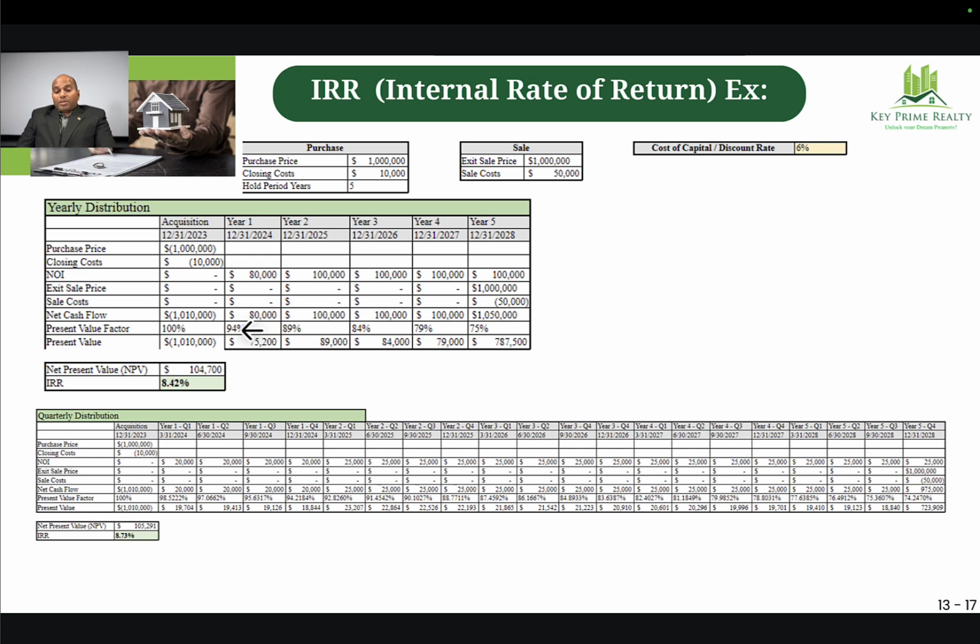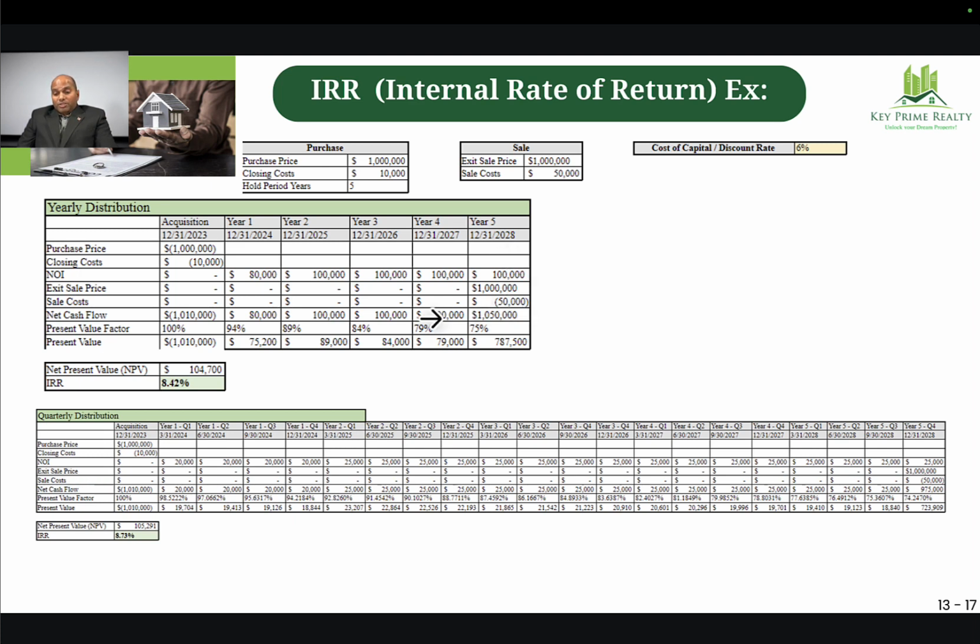So this is what it tells you. Your discount rate reduces the value of money by 6% every year. And then the present value is, this is what I think we have, 1,010,000. Year one, we made a net cash flow of 80,000. Year two we have a net cash flow of 100, and then year three, year four, and year 5 we disposed of the property and we made a whole lot of money on it.